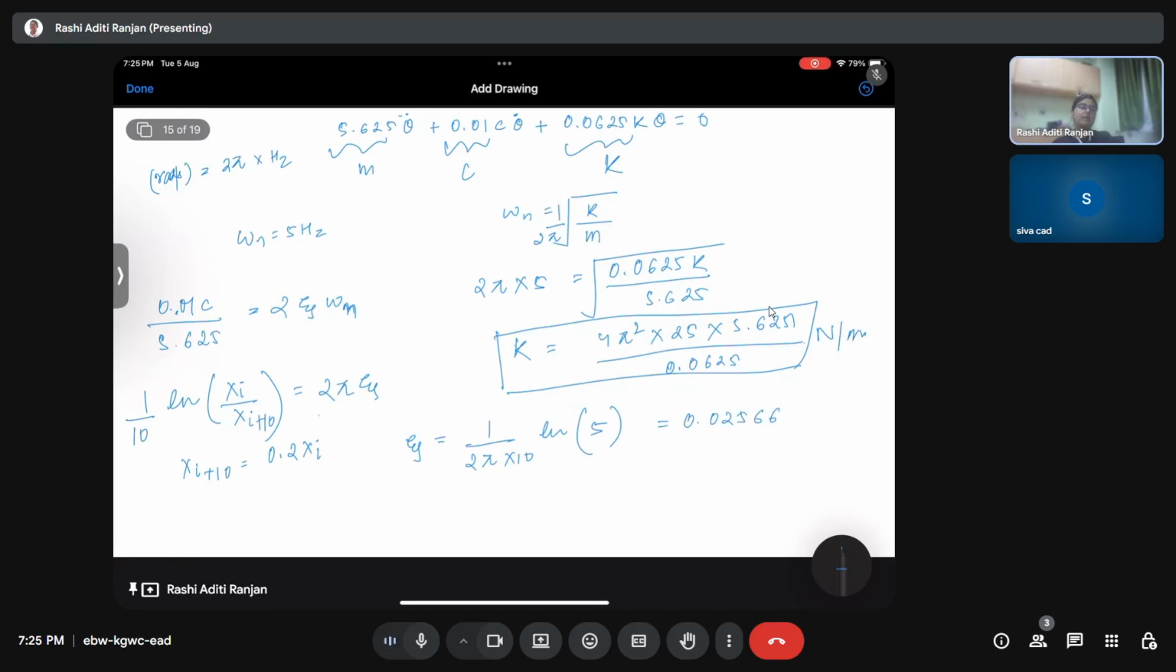And then if I want to find out the value of C, it is easy for me, right? I can use this relation because I know the value of omega n and I know the value of eta. I can use this equation and I'll get the value of C. Okay, I hope this is clear. I'll not get into the calculation, so from here you'll get the values of C and K.